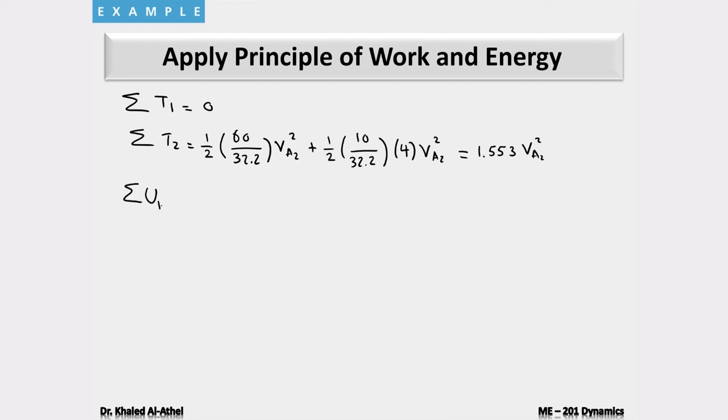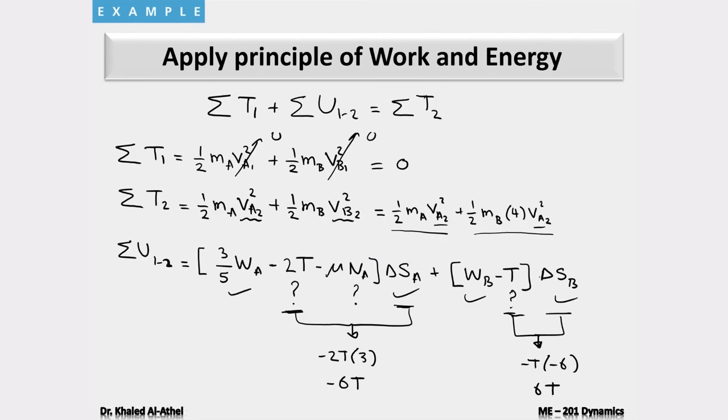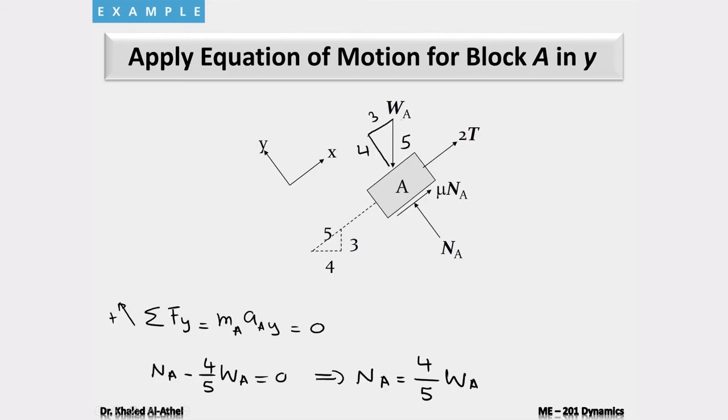So, work between 1 and 2. Remember that we do not have the tension any longer. So it's going to be 3 over 5 multiplied by the weight, which is 60, minus, to remind you, this is WA, we finished it. 2T is cancelled. Now I have mu times NA. And NA equals 4 over 5 WA.